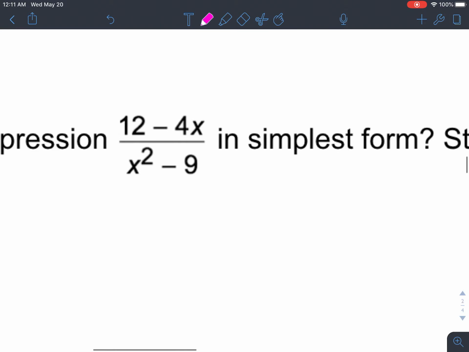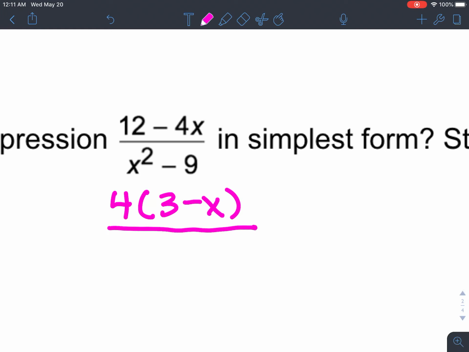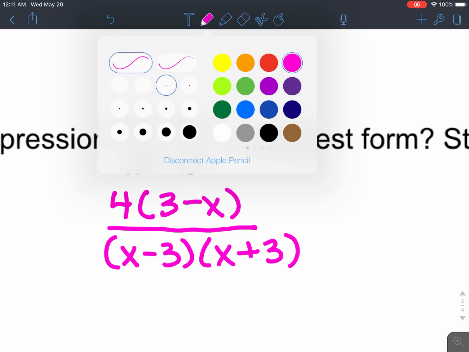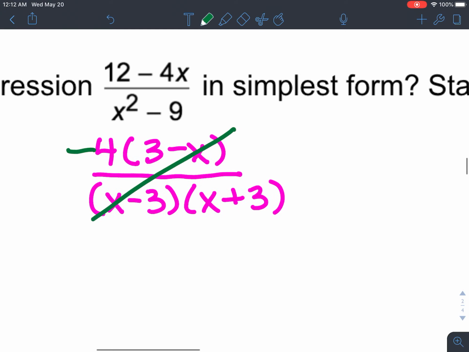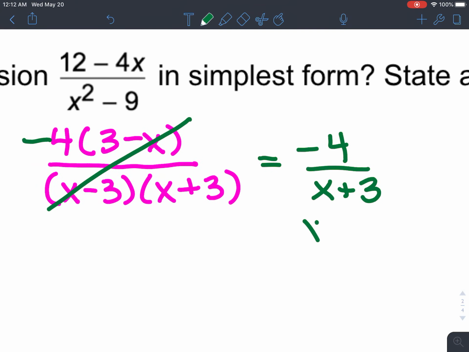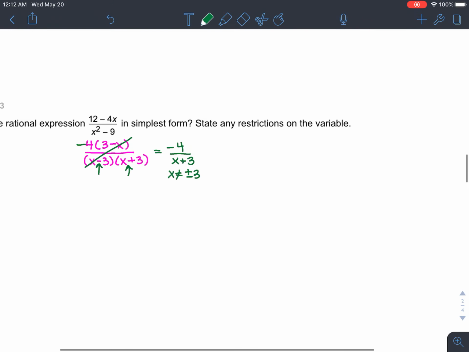Okay, let's try this one. The top, I can factor out a 4, and I'm left with 3 minus x. And on the bottom, this is a difference of squares. Now, I hope you remember this little trick from very long ago, but that is that if you have 3 minus x and x minus 3, you can cancel them if you put a minus somewhere. It actually doesn't matter where you put it, but I think it's most convenient on the top. So now this is the simplified version, but remember, you have to say what x can't be. So go look at the denominator before you canceled. X can't be plus or minus 3.